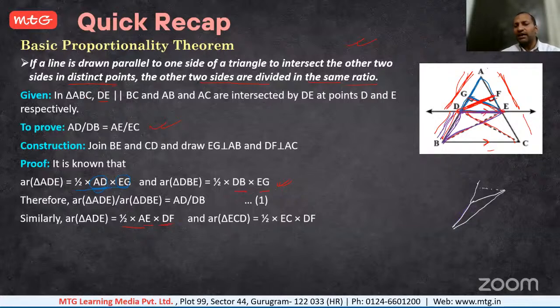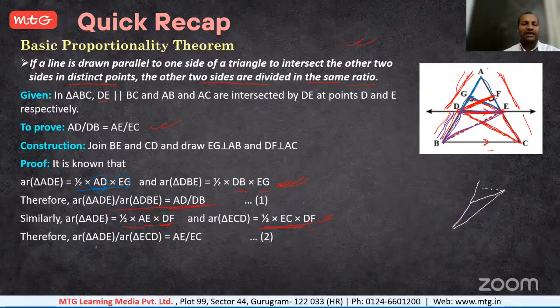and another triangle we have on this side. That area also we have calculated, similar to how we calculated earlier. In the first case, we have taken the ratio of both areas. In the second case also, now we will take the ratio of both areas. So what did we finally get? AD by DB and here AE by EC. So these two equations we got.